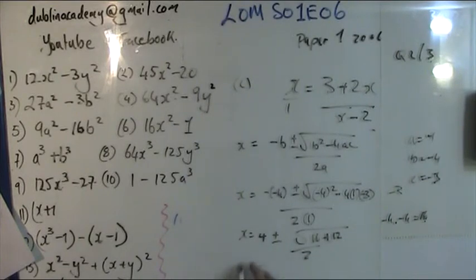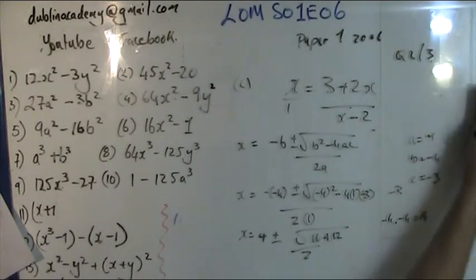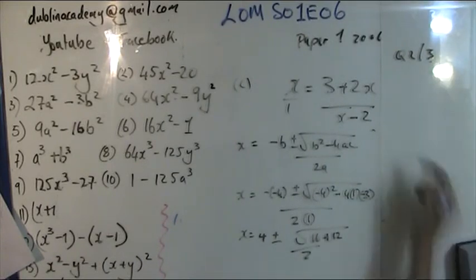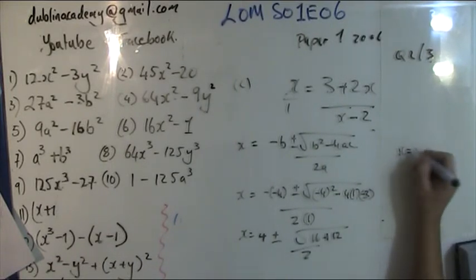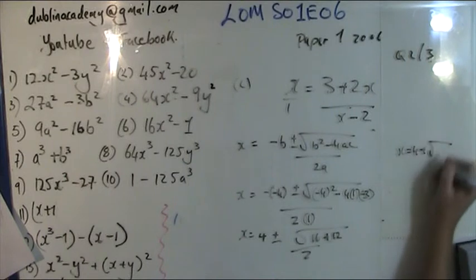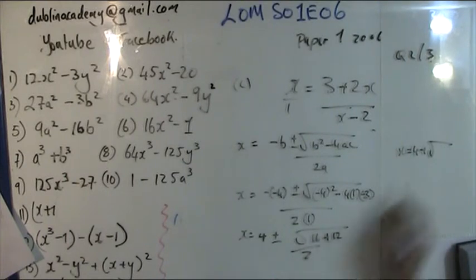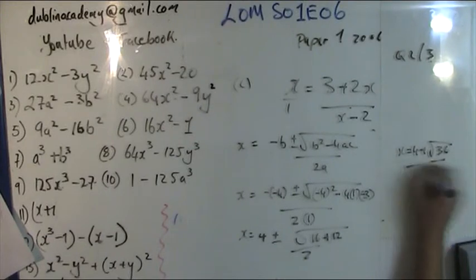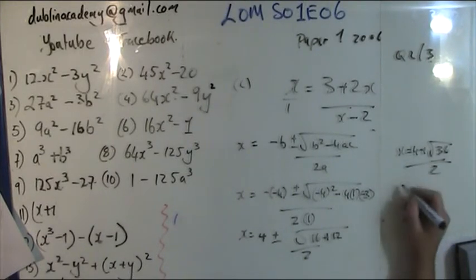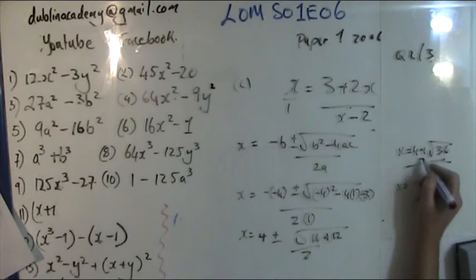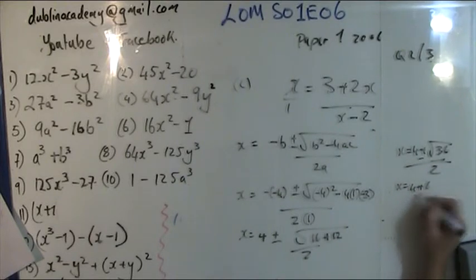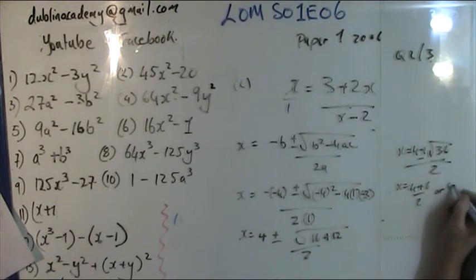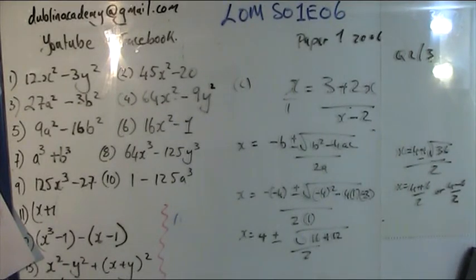Alright, now I'm going to leave this to you. You get your solution. So it's going to be x is equal to 4 plus or minus root 16 plus 12, so that's 28... that's 36 over 2, all over 2, remember? So it's x is equal to 4 plus 6 over 2, or 4 minus 6 over 2. Now you can solve that, okay? Because I have to go on and do another question. No, we'll leave it at that.